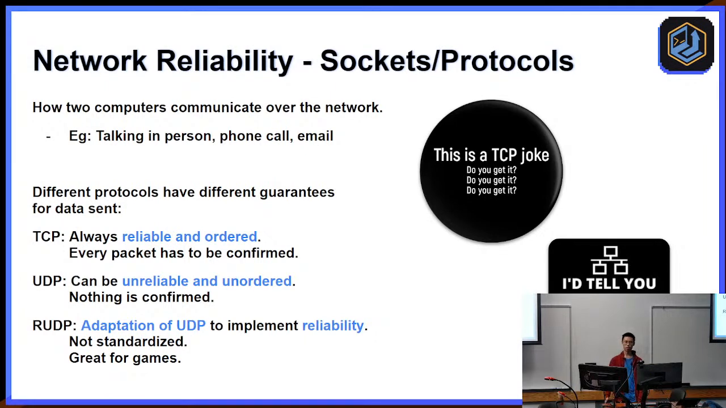UDP can be unreliable and unordered. And RUDP is an adaptation of UDP to implement what TCP provides, but keep the flexibility of UDP. And these jokes kind of represent how UDP and TCP work. So TCP, it'll just repeat the joke until you get it, and it will do that forever, or until they disconnect because they're tired of your nonsense.